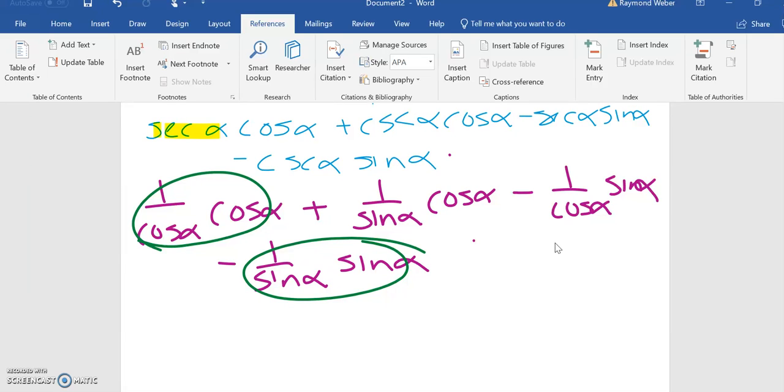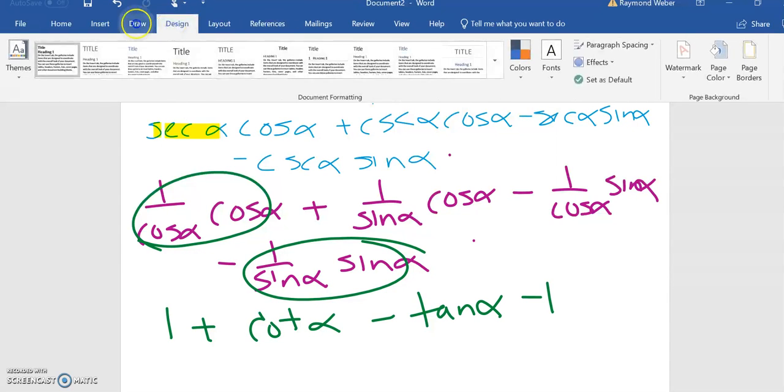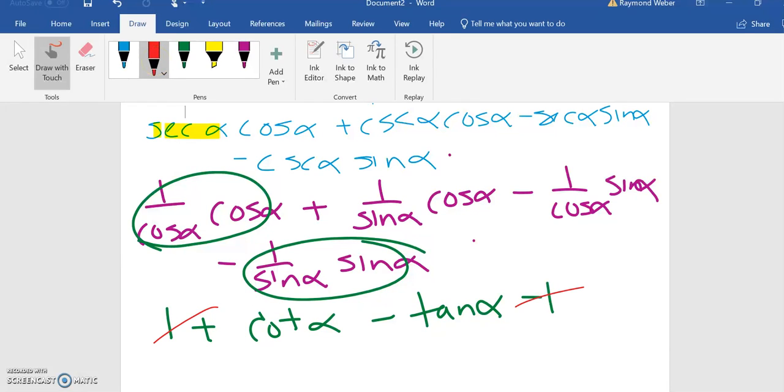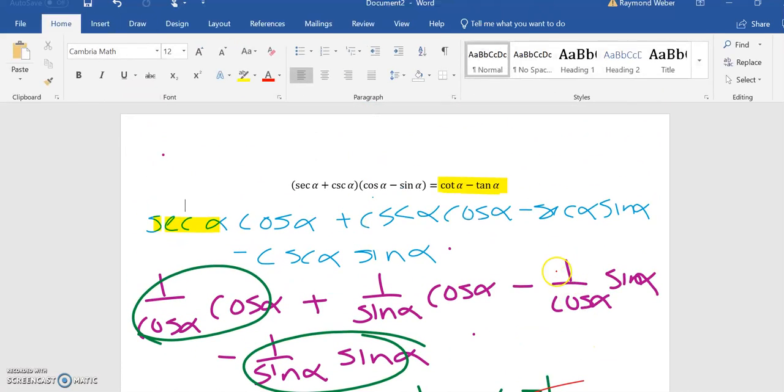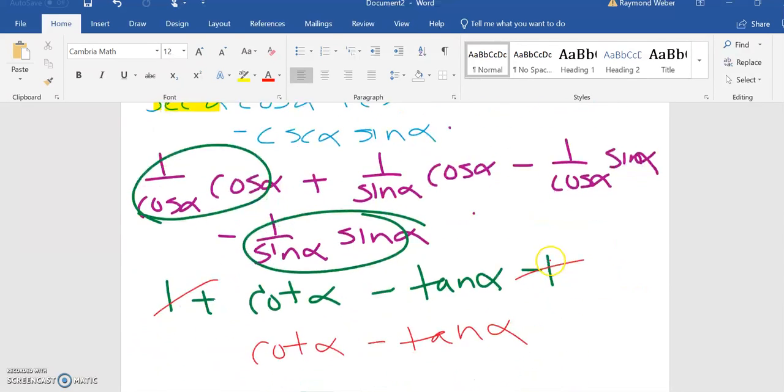Okay, this seems like a good thing because that's a big fat 1 and that's a big fat 1, right? So I've got 1 plus, well, what's this? Cosine over sine. Well, that's cotangent. This here is tangent, and then this is my 1. Well, these two 1's cancel out. 1 minus 1 is 0. And I'm left with cotangent alpha minus tangent alpha. And I can see that was my original goal.